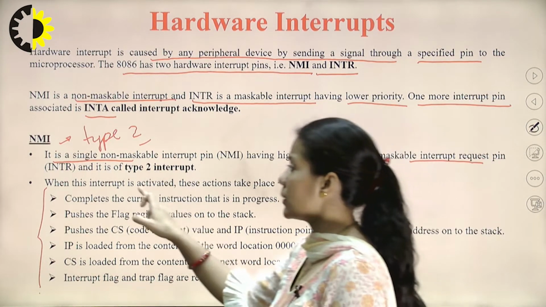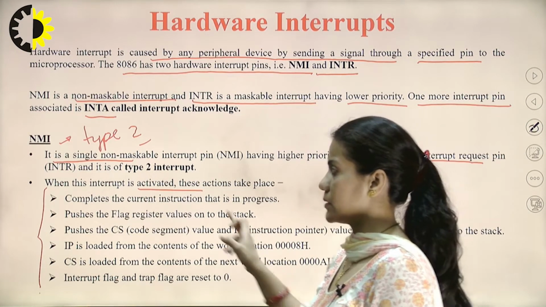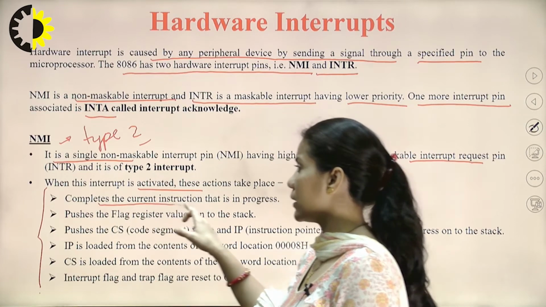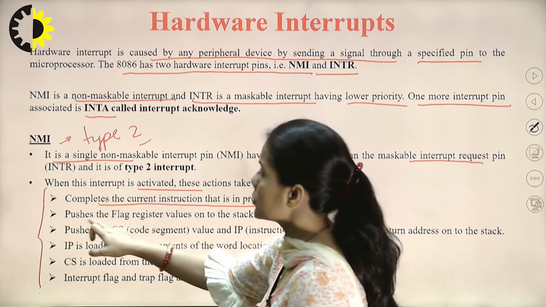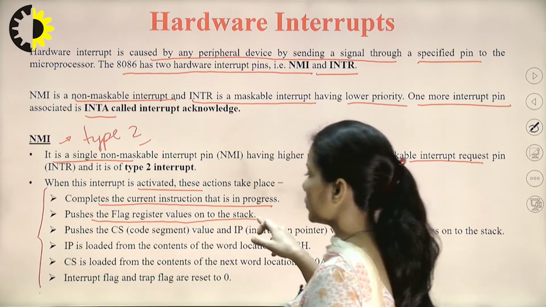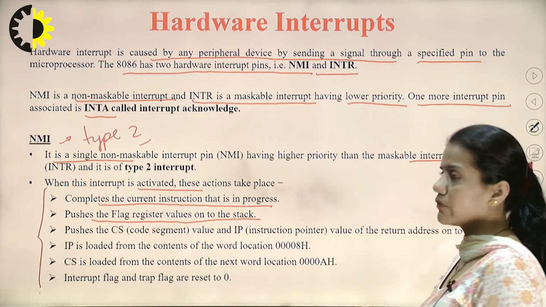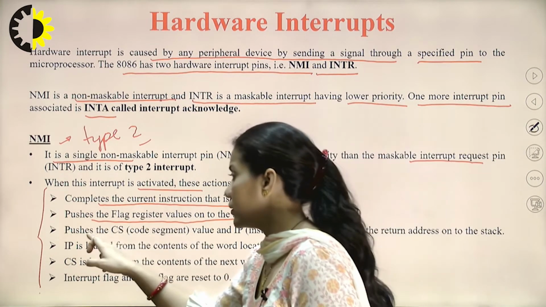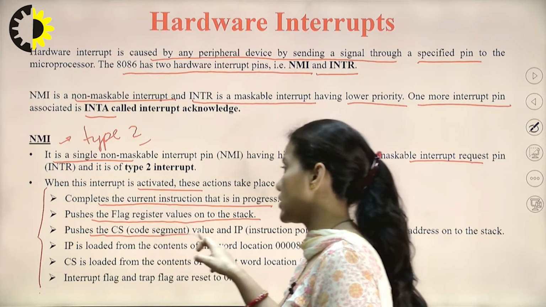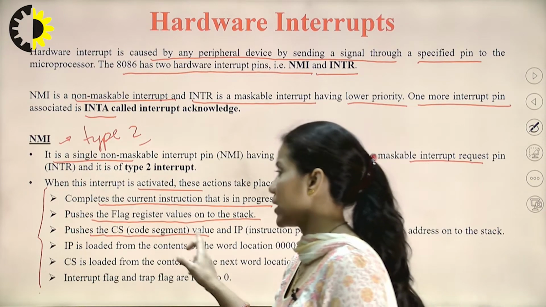So when this interrupt is activated, these actions take place. First of all, it completes the current execution that is in progress. Then it pushes the flag register values onto the stack. So the flag register values are pushed onto the stack. Then the next thing to be pushed onto the stack is the code segment value.